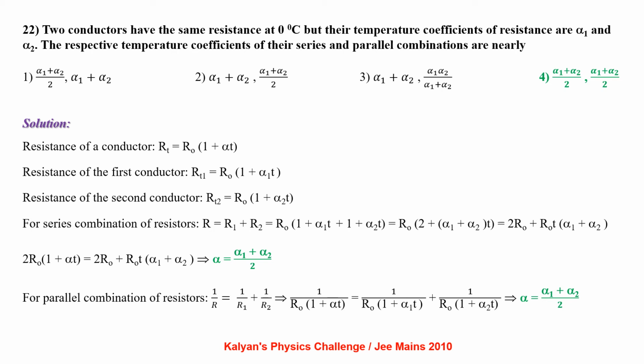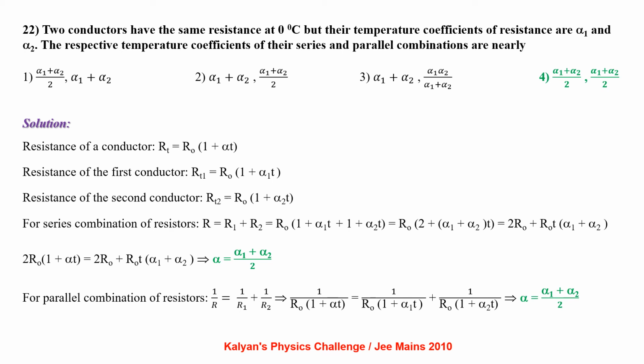For series combination of resistors, R equals R1 plus R2. Combining the above two equations, we get 2R0 plus R0 T of alpha 1 plus alpha 2. So alpha for series combination is equal to alpha 1 plus alpha 2 by 2.